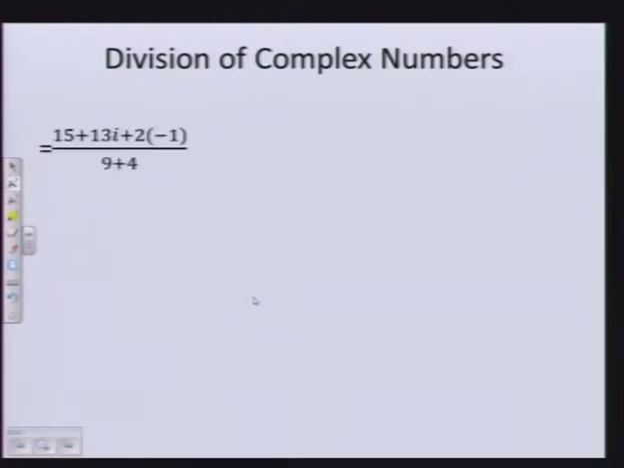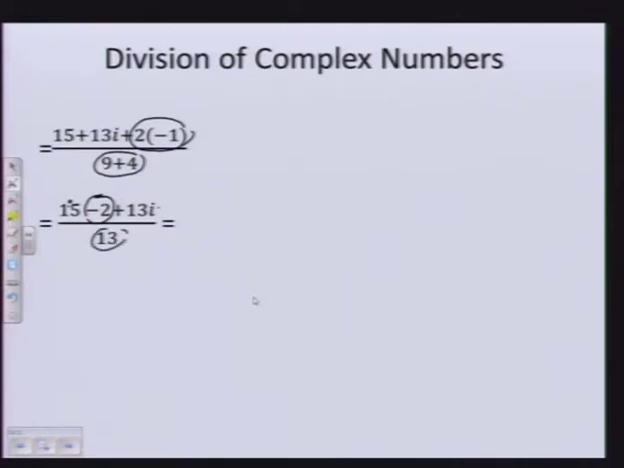So again, we got down to this stage where we have 15 plus 13i plus 2 times negative 1 over 9 plus 4. All right, so next we're going to simplify to collect like terms. We bring down the 15 in the numerator. We have the 2 times negative 1 gives us negative 2 here. Okay, so that term right there. And again, bring down the 13i. In the denominator, we take 9 plus 4, it gives us 13.